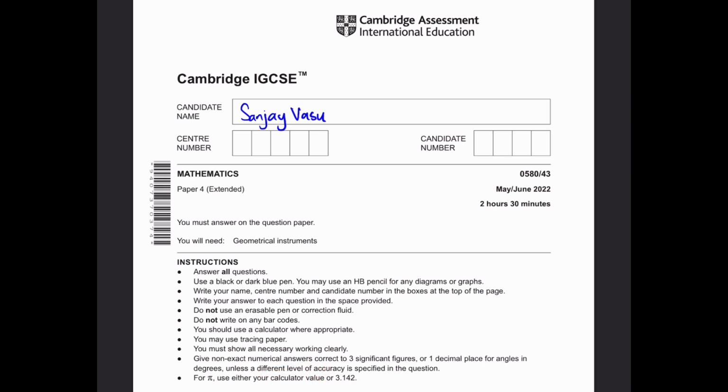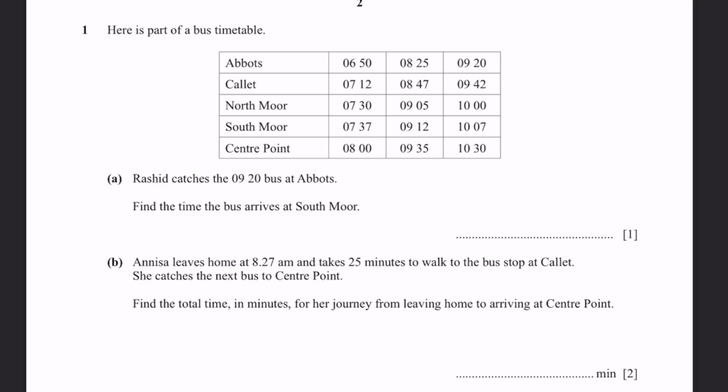Let's start. Question 1. Here's part of a bus timetable. A. Rashid catches the 0920 bus at Abbott's. Find the time the bus arrives at Southmore. So he catches the 9:20 bus, and that same bus goes to Southmore at 10:07. So that's when the bus arrives there.